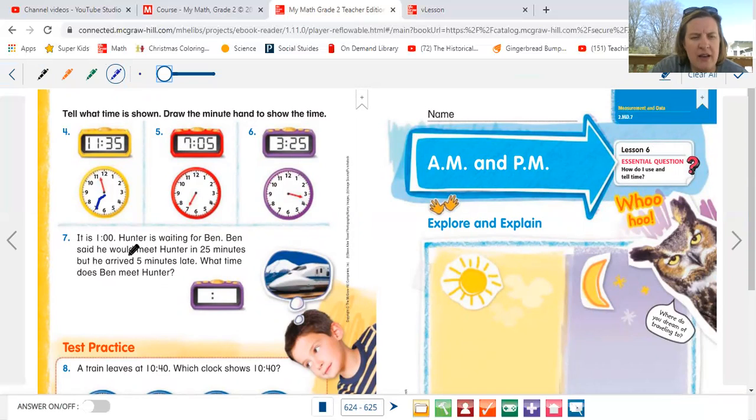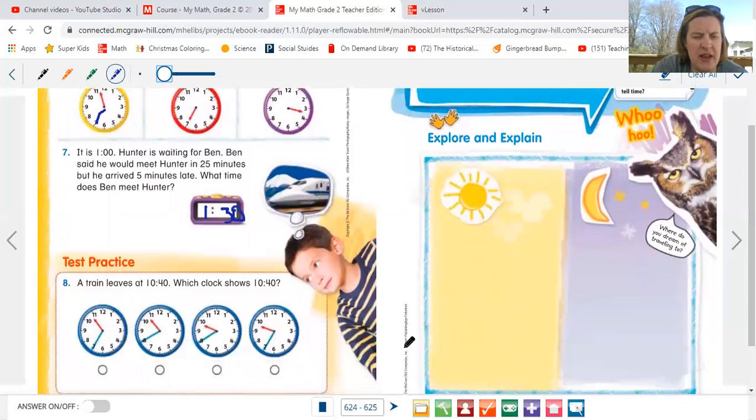It is 1 o'clock. Hunter is waiting for Ben. Ben said he would meet Hunter in 25 minutes, but he arrived 5 minutes late. What time does Ben meet Hunter? So it was 1 o'clock. So let's put our hour in. And 25 minutes after 1 o'clock would be 1:25. Instead of 25 minutes, he was 5 minutes later than 25. So it would be 1:30. You see that there? All right.